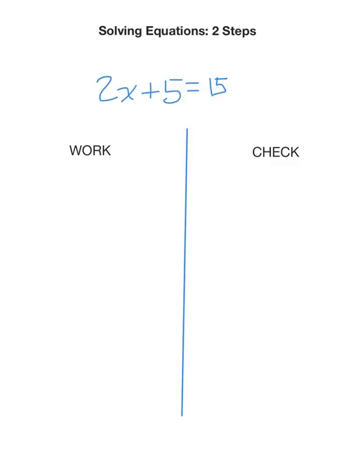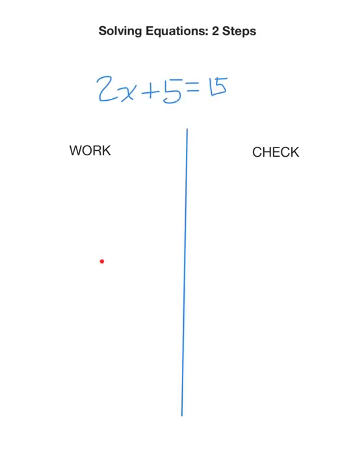So let's say we want to solve the equation 2x plus 5 equals 15. Essentially what we're looking for is what the x is here. X is our variable, and the x can only be one number and one number only. Well, how do we go about solving this? We're first going to begin by making a little table that looks like this, and we write work on one side and check on the other.